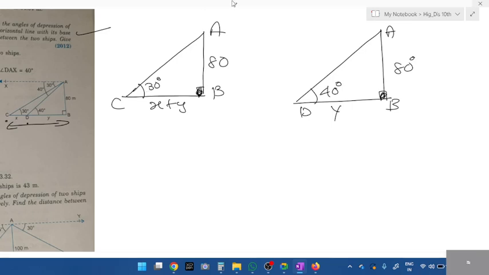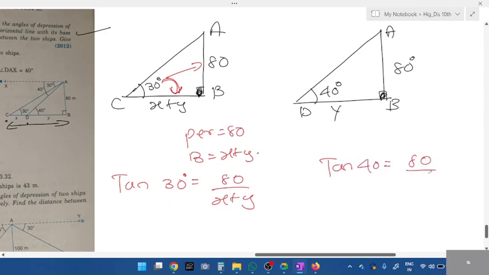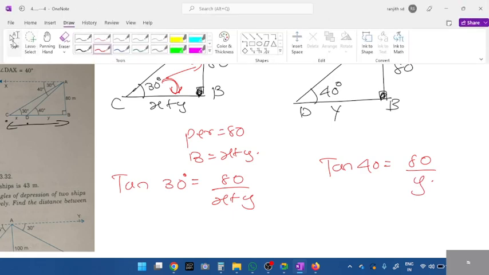With respect to 30 degree, what is the opposite value? All of you respond. What are the two values? Opposite is given, and what do we need to find? Perpendicular is given, and base is equal to X plus Y. Which formula do we use? Tan 30. Tan 30 is equal to perpendicular by base, 80 divided by X plus Y. Here, tan 40 is equal to 80 divided by Y. Yes, be quick, all of you. Tan 40 is equal to B divided by Y.